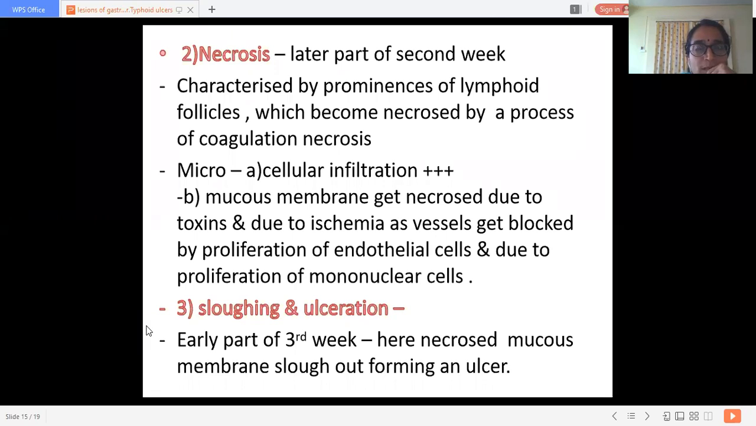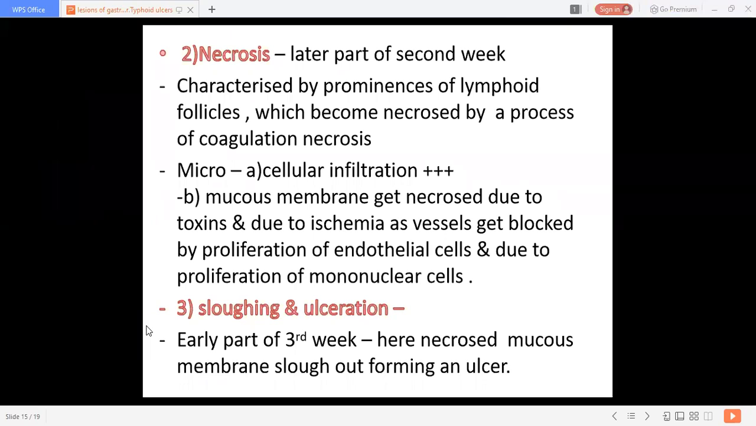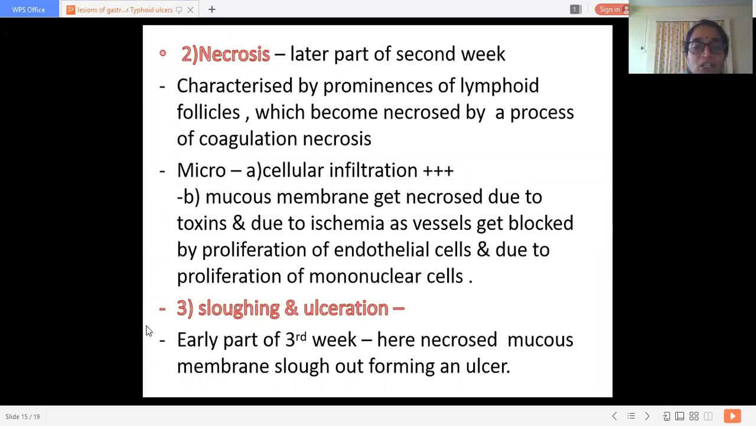I taught you pneumonia, no? 4 stages of pneumonia. Yes, ma'am. In the 4 stages of pneumonia, the first stage is congestion, the second is red hepatization, the third stage is gray hepatization, and then resolution. So try to find out what enzymes are secreted by the leukocytes in the stage of gray hepatization or red hepatization also.